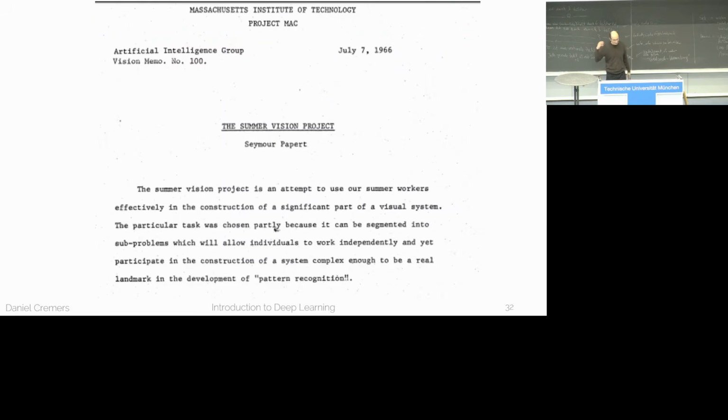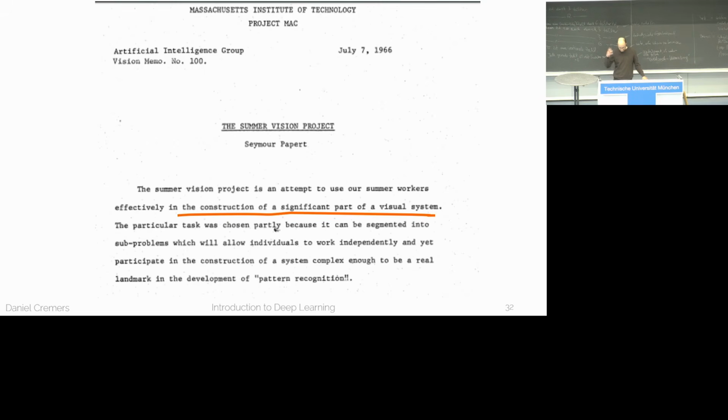In parallel, a few years later, people like Seymour Papert started trying to do computer vision. And this is a very famous paper from 1966 by Seymour Papert. And as you can see, this paper is called the Summer Vision Project. His hope was that we would solve computer vision in a summer project in 1966. Well, guess what? That did not work, right? So it was a big failure, if you will.